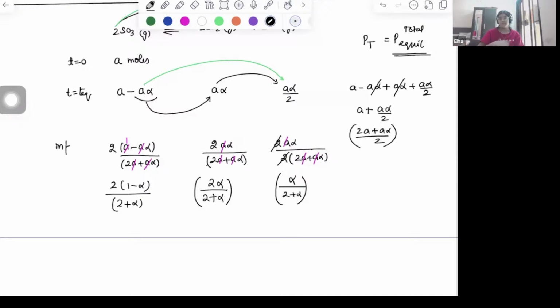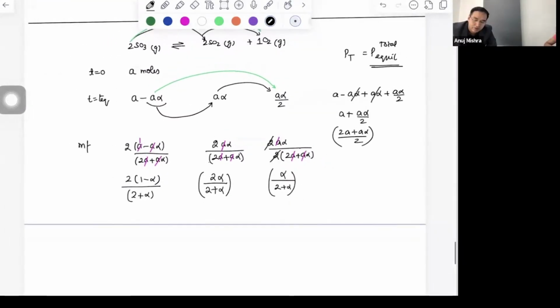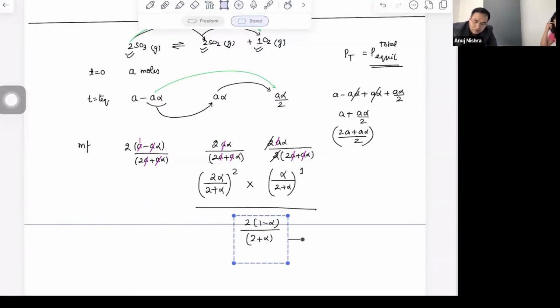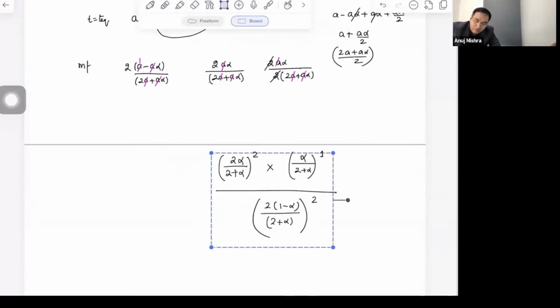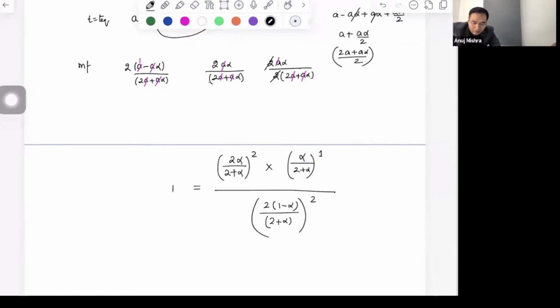Yes, sir. Okay. Now, if you try to solve this expression, answer will be square of this. Why? Because 2 is here, into power of 1 because 1 is here, divided by square of this because 2 is here. कितने लोगों को ये समझ में आ गया? एक बार हैंड रेज कर दीजिए if it is clear. Square of second, first one normal, divided by the SO3 thing whole square. Is that okay? Now, if you solve this value, you can get the value of Kp.